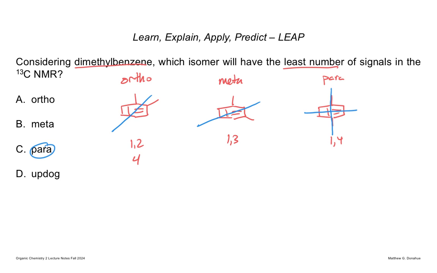And again, this is sort of a special case because the dimethyl, those methyl groups are the same. For meta, we have 1, 2, 3, 4. So methyls, this is unique. These are the same. These are the same, and that's unique. So 1, 2, 3, 4, 5. So this will have 5.